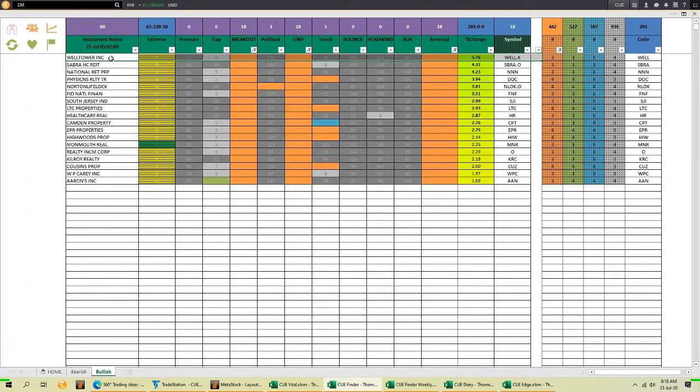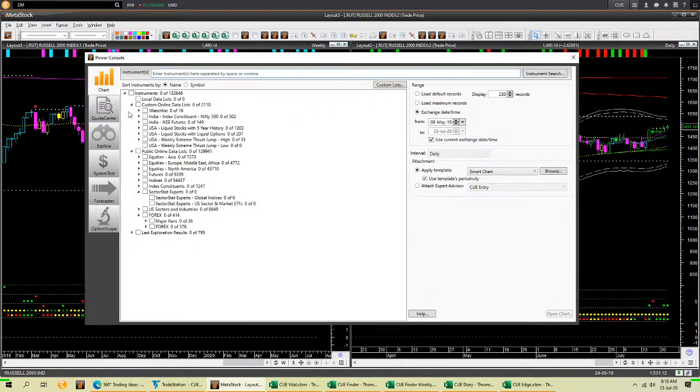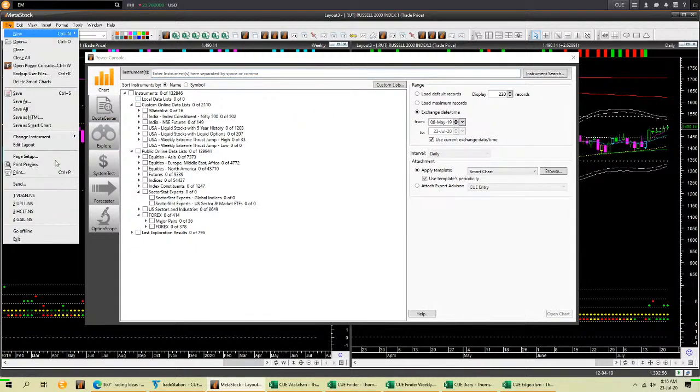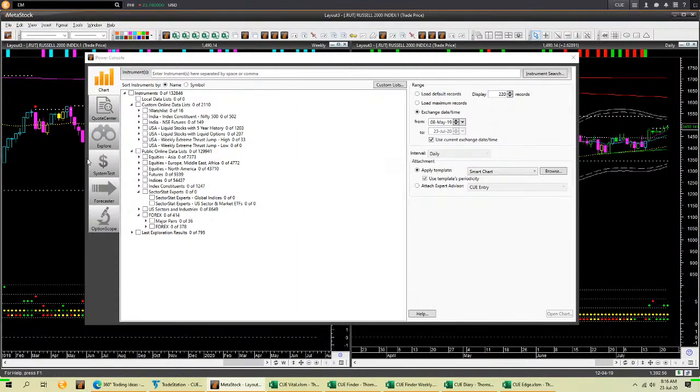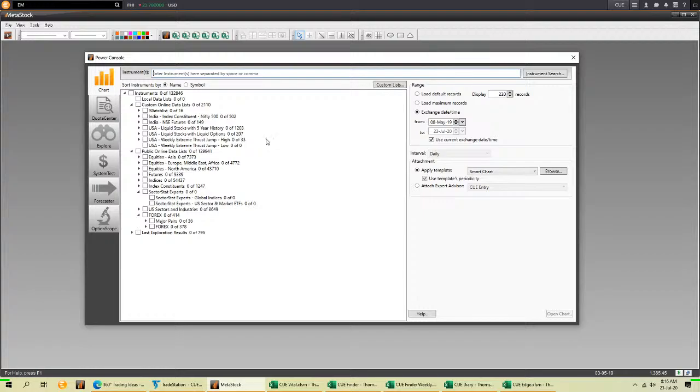So I found Well Tower in that way, in very few easy, visual steps. And then I wanted to look at the charts. For looking at the charts, I close the existing MetaStock charts. No, don't save. I never want to save anything. Everything comes from Reuters or Refinitiv in real time.